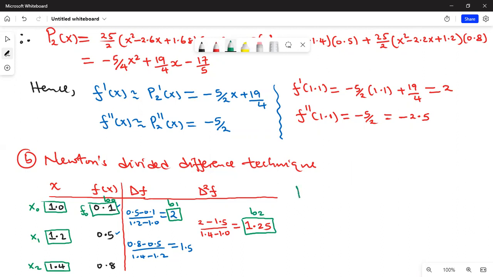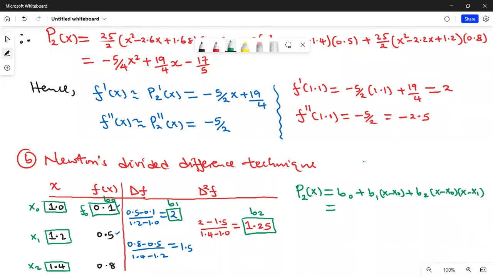So the polynomial takes the form p2 of x is equal to, not approximate because this is a polynomial, b naught plus b1 times x minus x naught plus b2 times x minus x naught, x minus x1. So you need to substitute those values of the constants b naught, b1, and b2, and also x naught and x1, so that you see what you get.